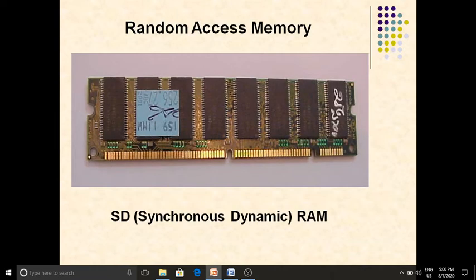Students, in this slide you can see the picture of RAM. When you open the CPU box, you can see the RAM chip, random access memory, which is on the motherboard. Now there is SD RAM. The full form of SD RAM is synchronous dynamic random access memory. Students, this slide shows the picture of RAM.